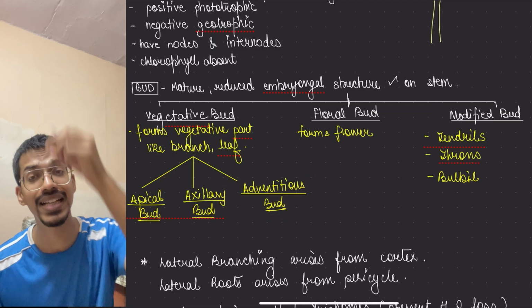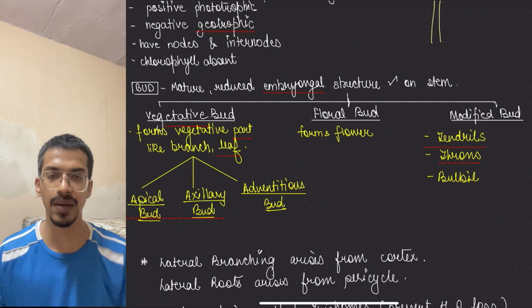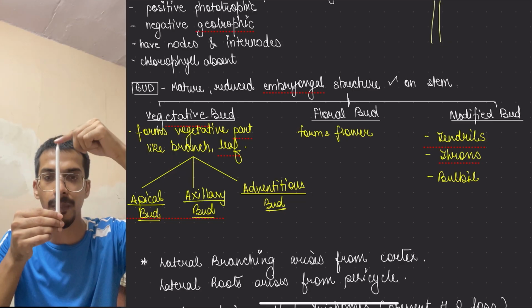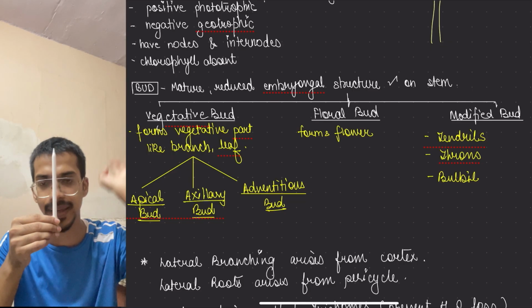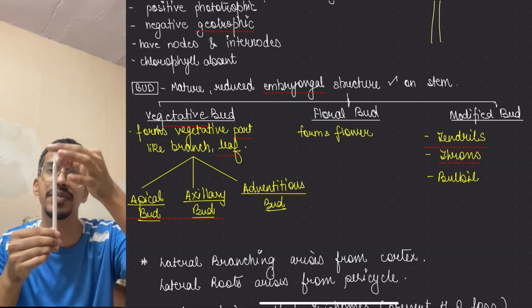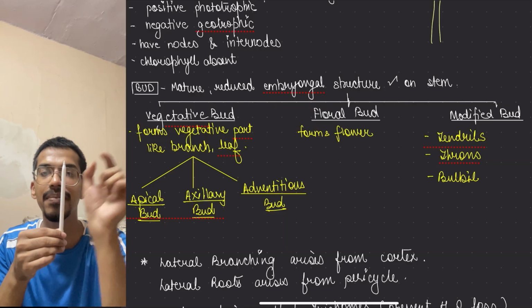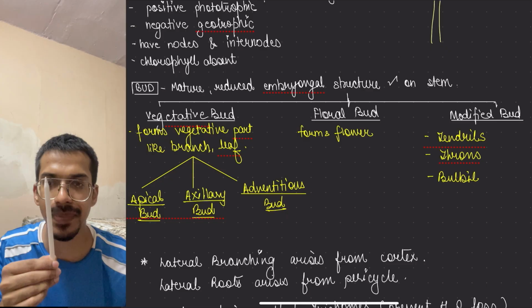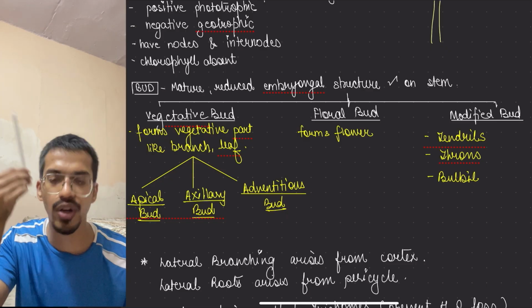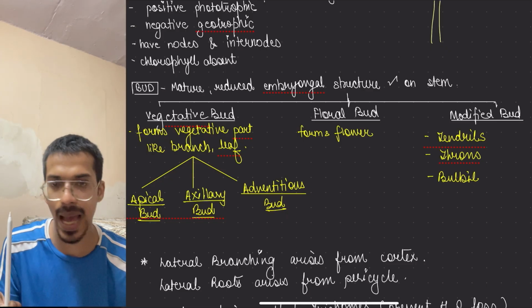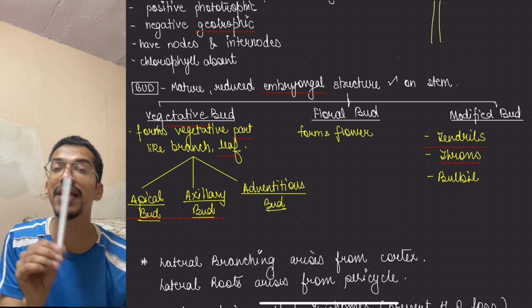Apical means what? Means at the top of the plant. If this is the plant and at the top this bud is present, we call it apical. Okay, means the apex part. If the stem is there, at this stem apex part the apical bud will be present, which can make any leaf or further growths. Apical, everyone understood. Then comes the axillary.